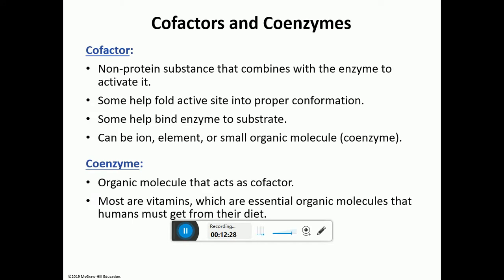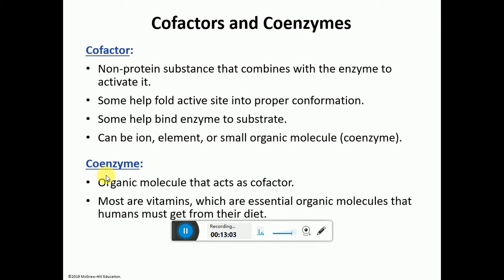Now for cofactors and coenzymes. A cofactor and a coenzyme are kind of co-workers to the enzyme. The enzyme is the main worker, but sometimes it needs a little help. So the cofactor is a non-protein part. Remember, we said that the enzyme is made out of protein. A cofactor would be a non-protein part. It could be an ion, for example, maybe a sodium ion, a zinc molecule, or something of that sort, that just helps the enzyme in different ways.